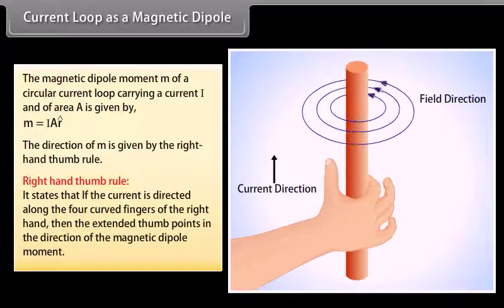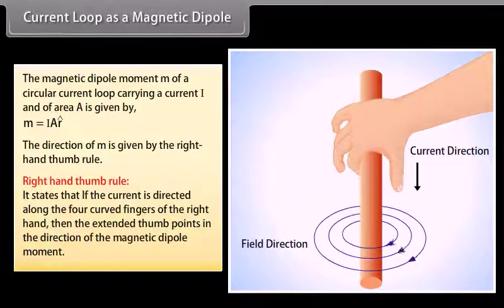Right-hand thumb rule states that if the current is directed along the four curved fingers of the right hand, then the extended thumb points in the direction of the magnetic dipole moment.